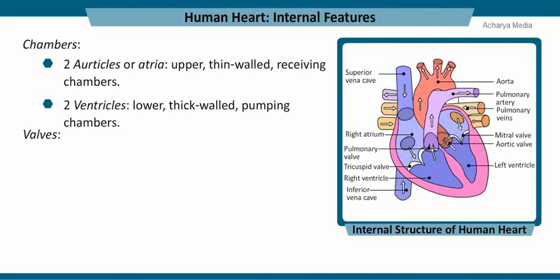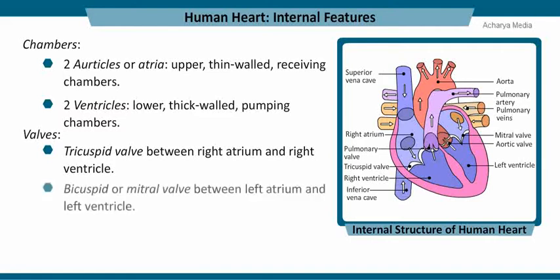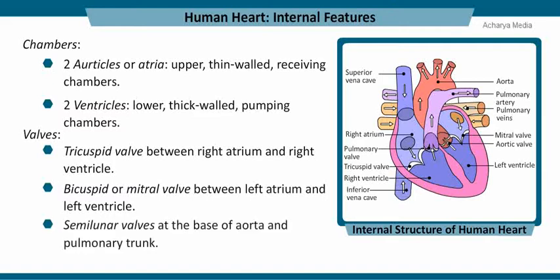Now, let us see the types of valves present at different regions of the heart. Tricuspid valve is present between right atrium and right ventricle. Bicuspid or mitral valve is present between left atrium and left ventricle. Semilunar valves are present at the base of aorta and pulmonary trunk.